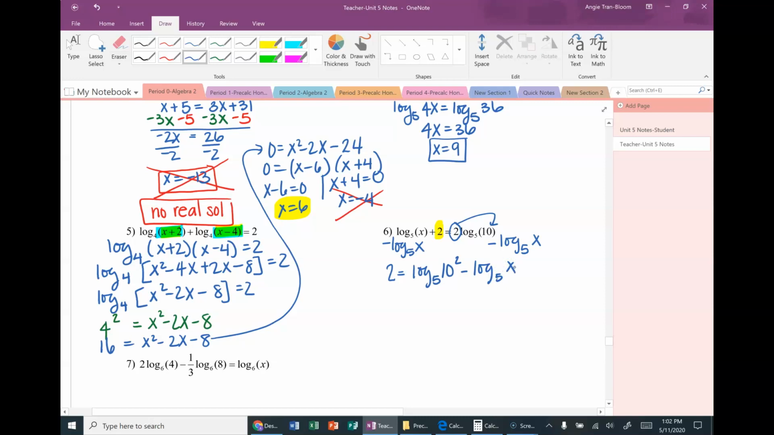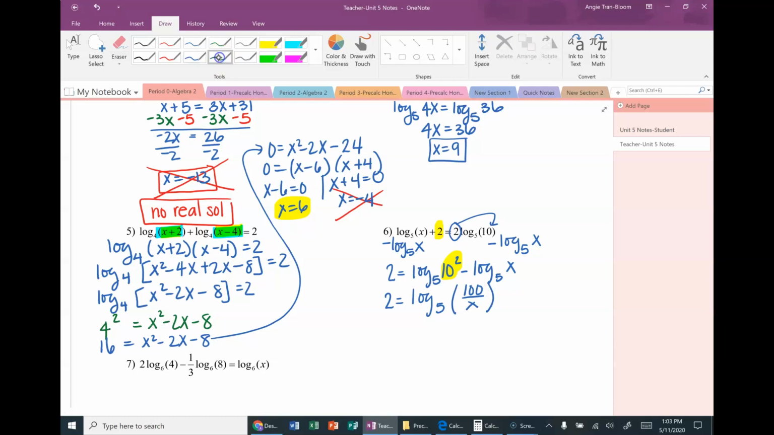Rewrite it as a power, so that becomes log base 5 of 10 squared minus log base 5 of x. Well, it's a subtraction of logs, so we're going to combine a couple of different steps here. 10 squared is 100, so that's going to be log base 5 of 100, but it's a subtraction, so I'm going to write 100 over x, just like that. When you have a subtraction problem, it becomes a division problem.